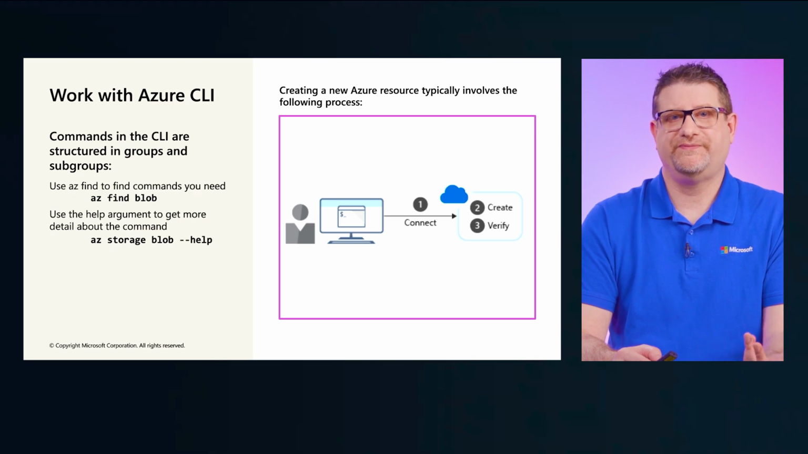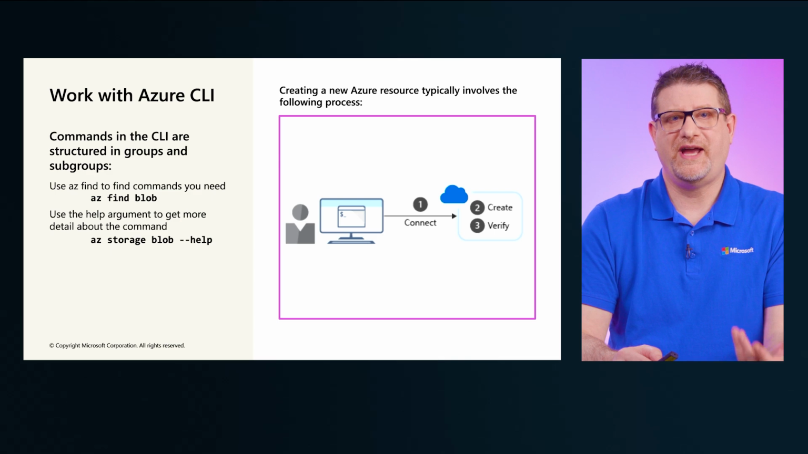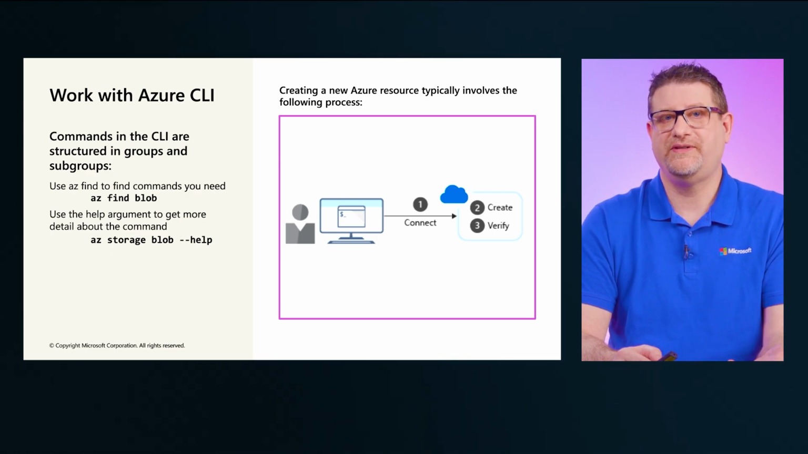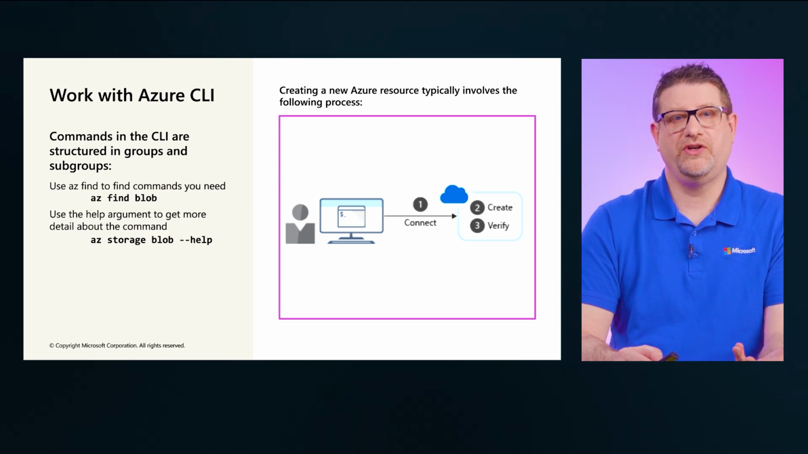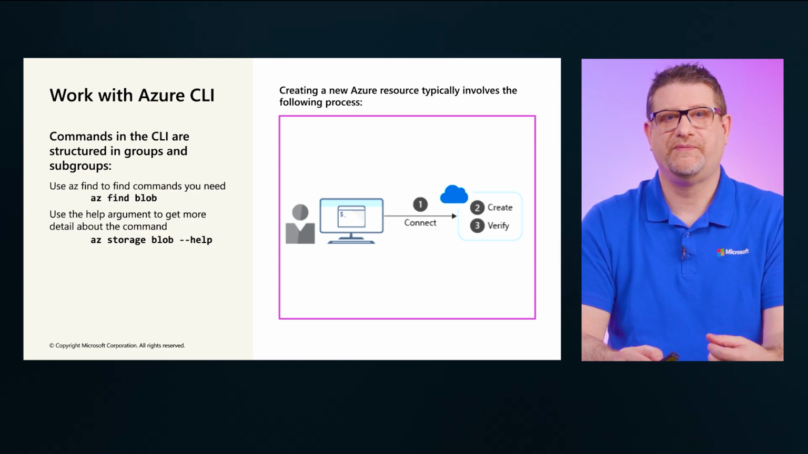If you ever want to get unstuck, you can find more details by adding the --help argument to a command, like az storage blob --help. This will provide instant guidance on syntax and usage, and it helps us navigate the CLI efficiently. So whether we're creating new resources, managing storage, or troubleshooting issues, it's going to work for us. Let's go to a demonstration and look at how some of these features work.